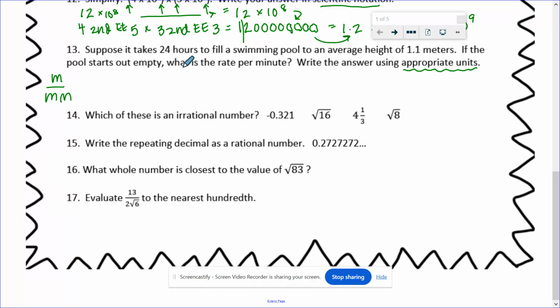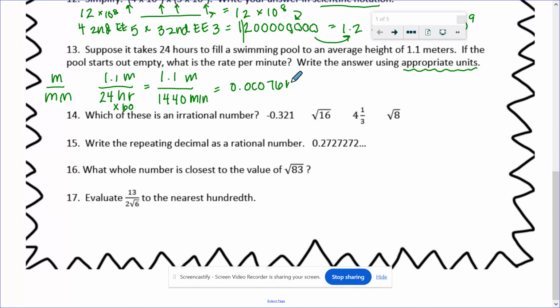Okay, so let's look at numbers then. I'm going to take the 1.1 meter, and I'm going to divide it by the 24 hours. But notice over here I want it in meters per minute. So I am going to change my 24 hours to minutes. Since there are 60 minutes in an hour, I'm going to multiply 24 times 60, and that's going to change this to 1,440 minutes.